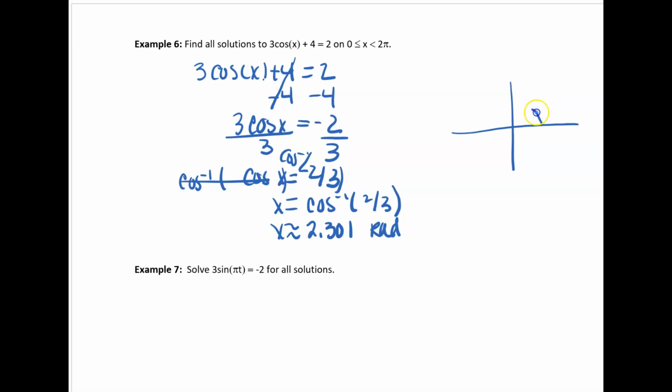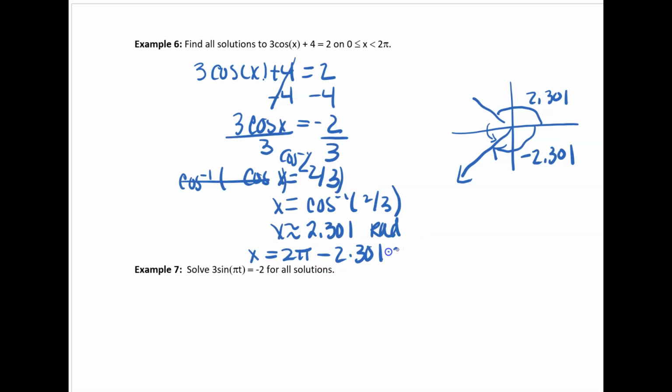But again, consider what's going on here. If that is an angle of 2.301, that would be here. It reflects down this way, so I would have another angle here. And so to get to that, I would need to move this direction, -2.301. And so if I take and I do 2 pi minus 2.301, that gives me this angle here, which is equal to 3.982 radians. So when you're working these problems, don't get carried away with all the solving and forget that you have a second answer in there.